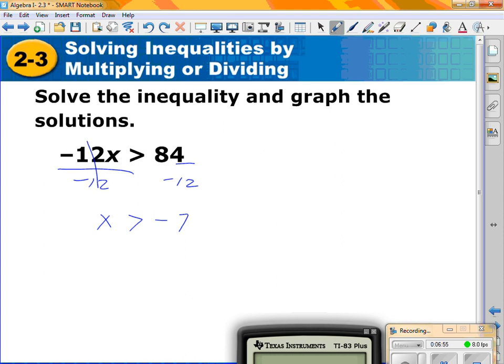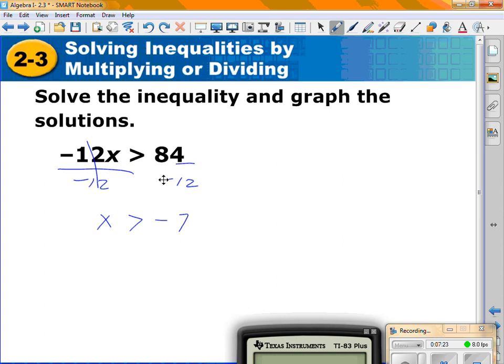So give me a number greater than negative 7. No, give me a number greater... 5's greater than negative 7. What's negative 12 times 5? Negative 60. Is negative 60 greater than 84?